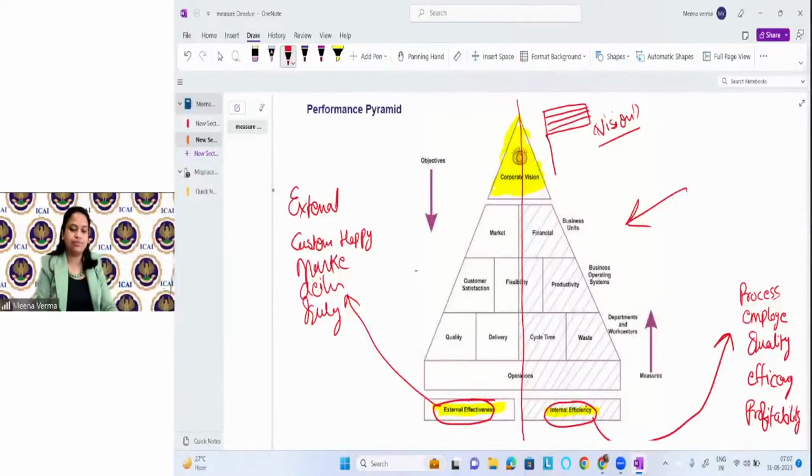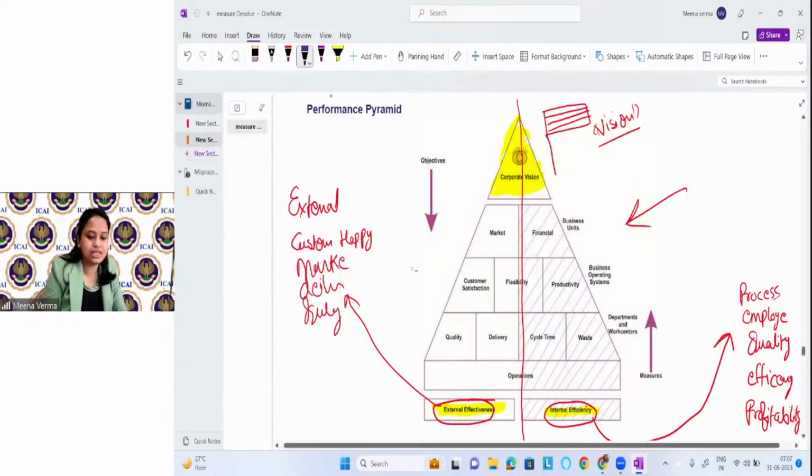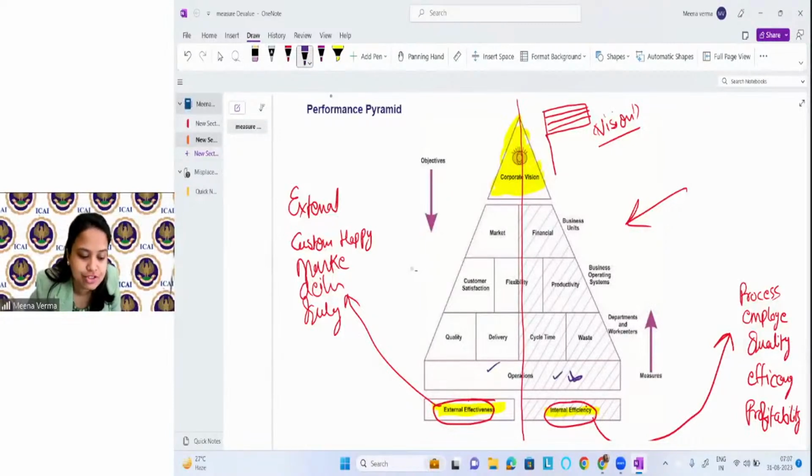Now, internal efficiency and external effectiveness are both focused on business operations, on the operating activity of the company. Business operation, the operating activity of the company, is what it is focused on.